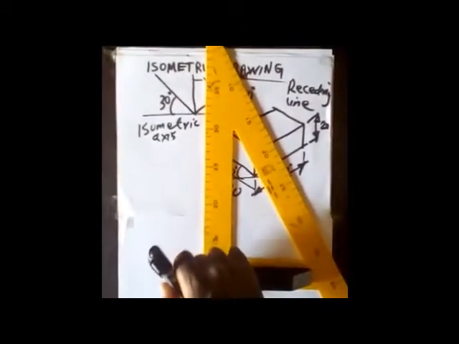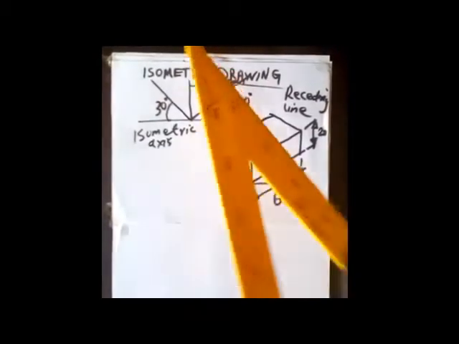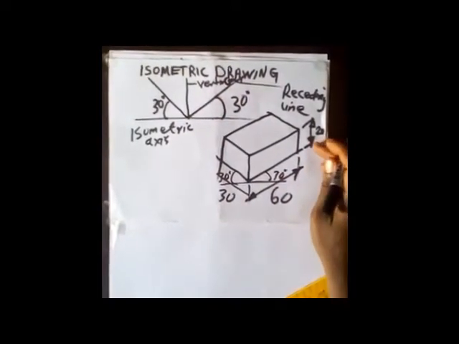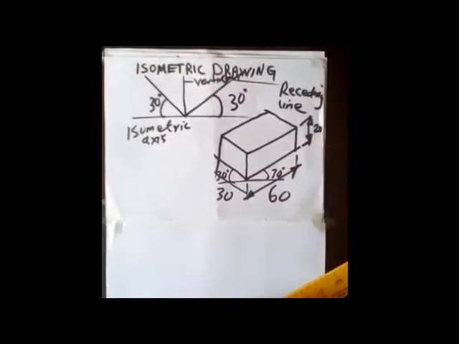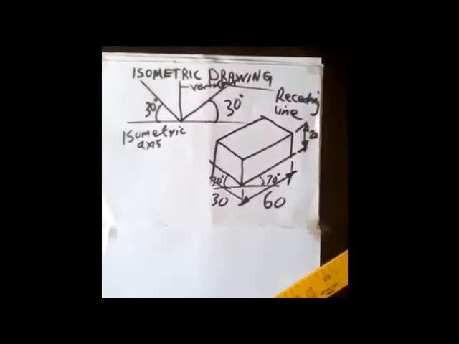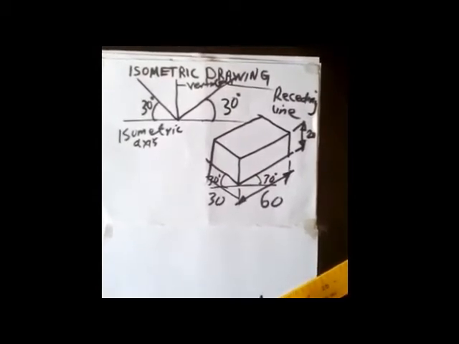You have this line like this. Then the height of this block is what? 20. You measure from this point to this point, 20. Then you have your receding line. You have your receding line like this.